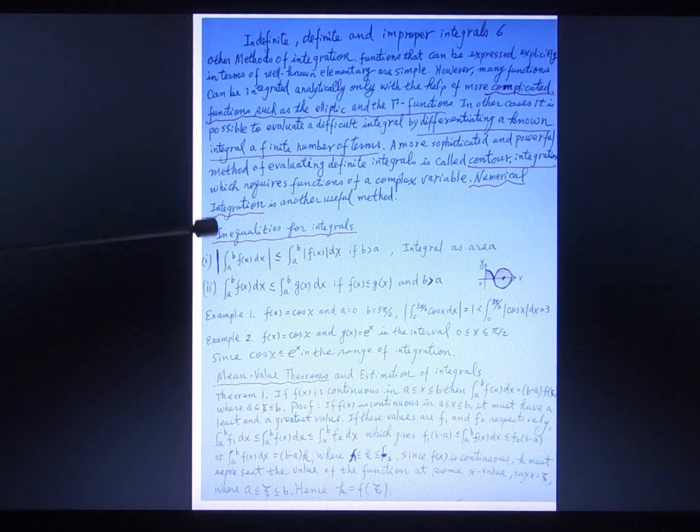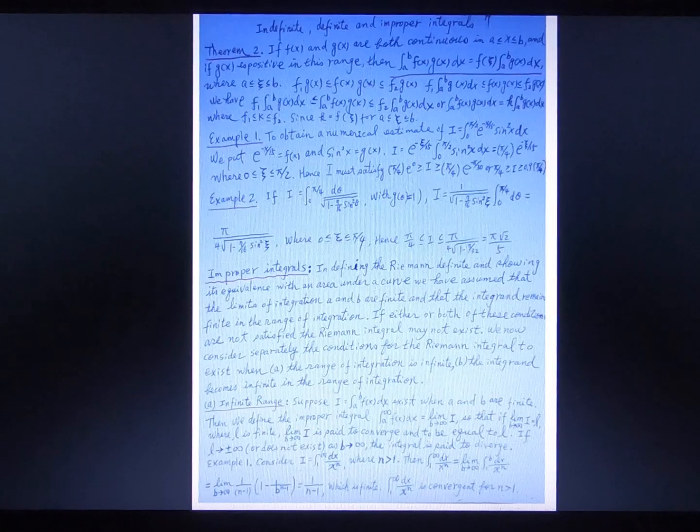So these are inequalities for the integral. Okay. And there is the mean value theorem of the integral. So the value is between the highest value and the lowest value. And mean value theorem 2 is listed somewhere here. And you have an important application. These are examples.